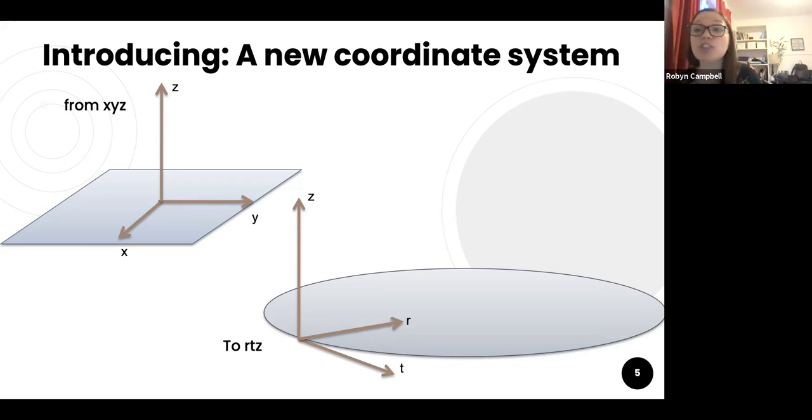We use this coordinate system because if the acceleration is always towards the center of the circle, then it's always going to be in the r direction. So we don't need to split up the acceleration into x and y components. We can just say the acceleration is in the r direction, and be correct. It definitely makes our lives a little bit easier.